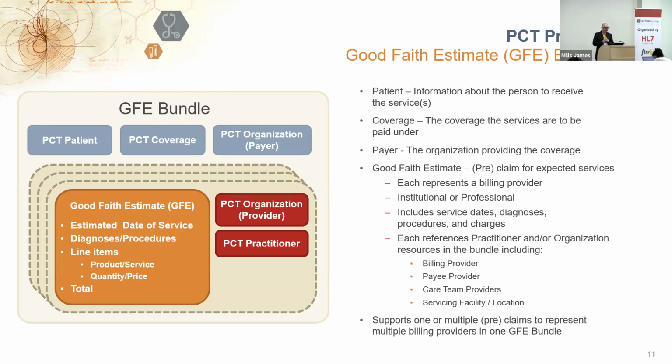Then we have to be able to list estimated date of services, diagnoses and procedures, and anything else we think would go in reality after the service was delivered. And so something that comes up frequently in this conversation is, well, what if something happens and I go in to do an exploratory abdominal laparoscopic surgery and it turns out there's a tumor and now it's a whole lot more complicated? My response is it's a good faith estimate.